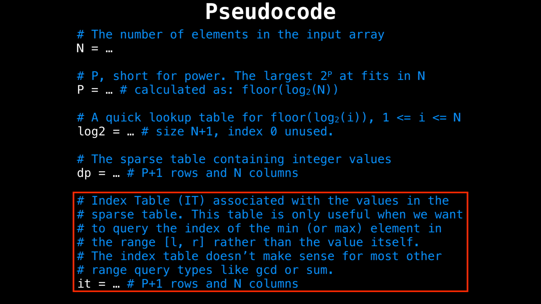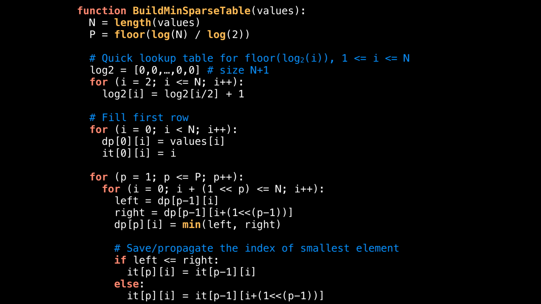Unfortunately, knowing the index value of the range query doesn't always make sense for all range query types, like a sum range query or a product range query, but it does make sense for min and max range queries. We can keep track of the index of the minimum element in an index table, which has the same dimension as our sparse table. Now, here's the function that builds the sparse table.